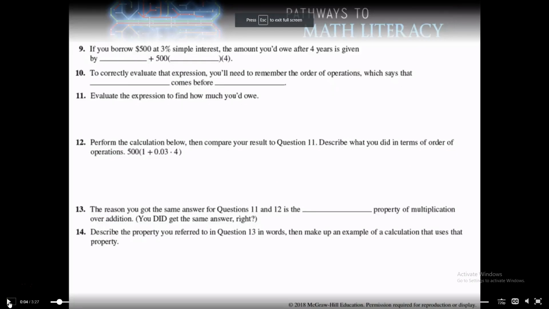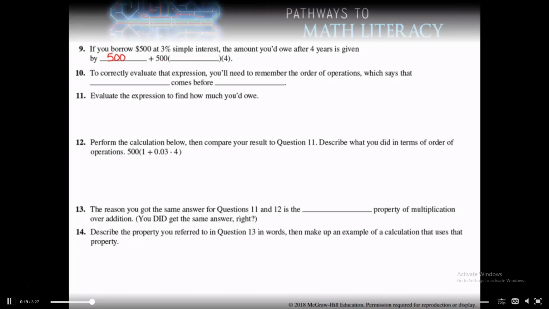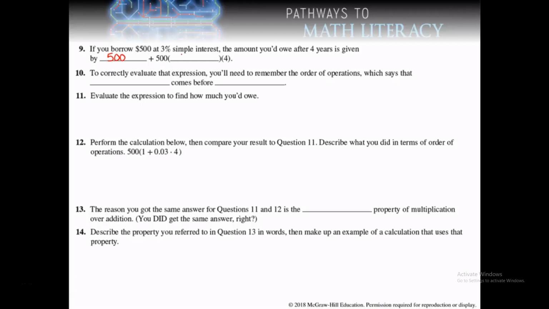Here we're talking a little bit about order of operations. So in number 9, if you borrow $500 at 3% simple interest for 4 years, the amount you'd owe would be given by the original $500, plus, to find the interest, we would need to find $500 times 0.03, and then we're going to pay that every year for 4 years, so we also need to multiply by 4.